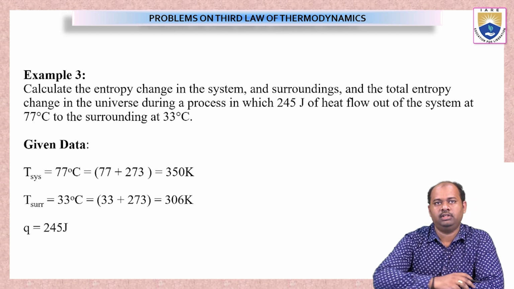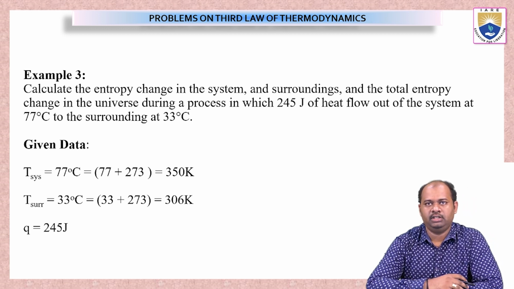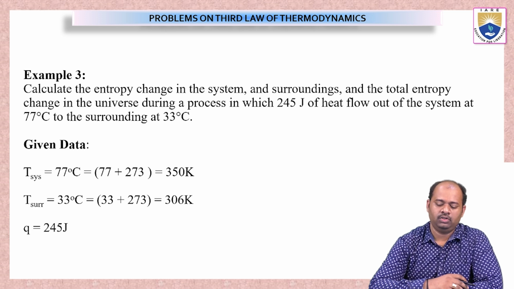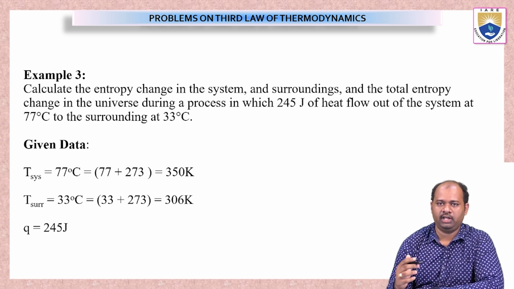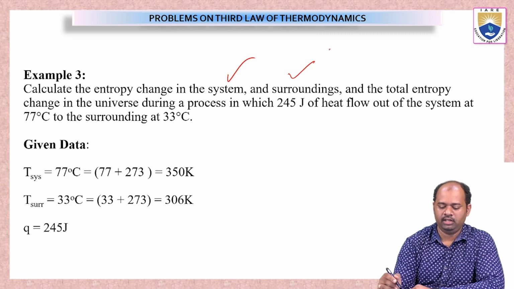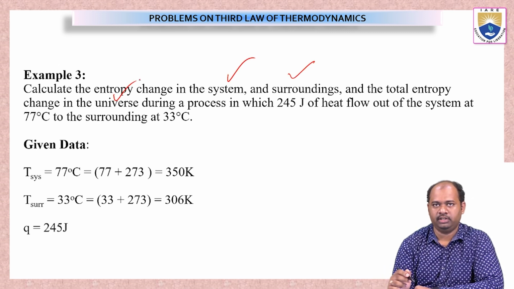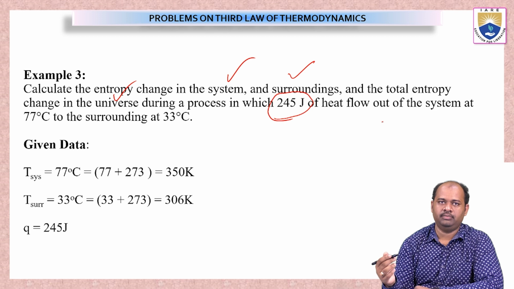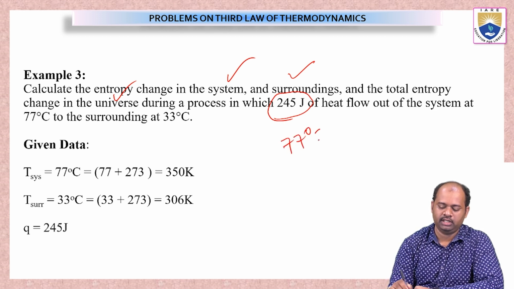Now in this question, the question goes like this. Calculate the entropy change in the system and surroundings and the total entropy change in the universe during a process in which 245 joules of heat flow out of the system at 77 degrees centigrade to the surroundings at 33 degrees centigrade. So there are multiple questions asked here. We have to calculate the entropy change in the system, surroundings and the universe during the process where 245 joules of heat flows out of the system at a temperature of 77 degrees centigrade, which can be converted into Kelvin.